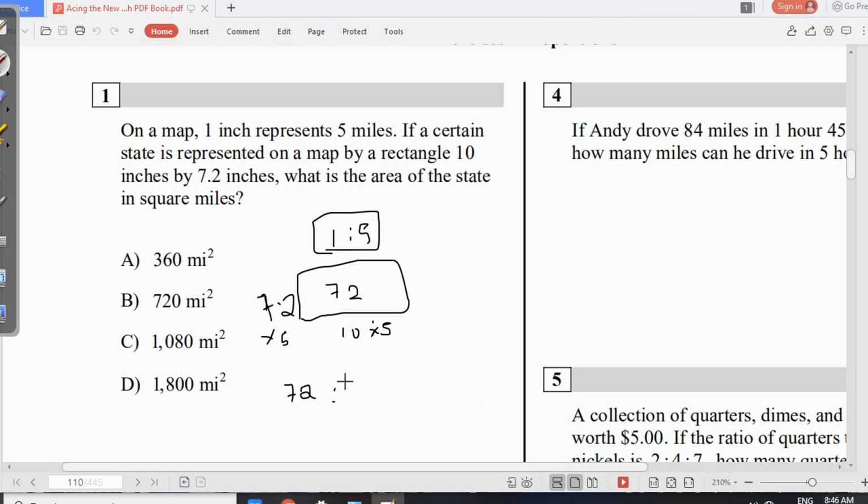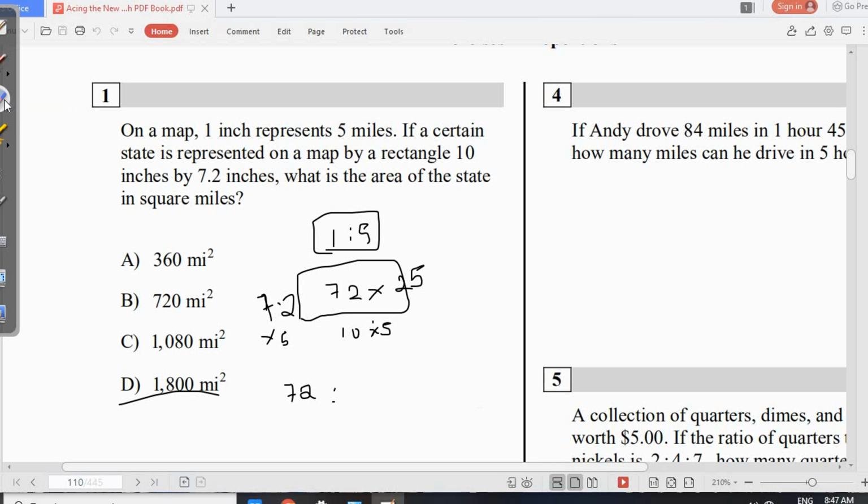This is much better than trying to get the area by using this. If you want to do that, there's a different process entirely. You have to multiply 7.2 times 10, which is 72, and then multiply 5 times 5, which is 25. That's how you get your answer. Doing that, you get 72 times 25, which is 1,800. The answer is D. So 7.2 times 5, because that's the ratio, and then 10 times 5, you're converting each of them, then you multiply them together to get the real area of that shape.